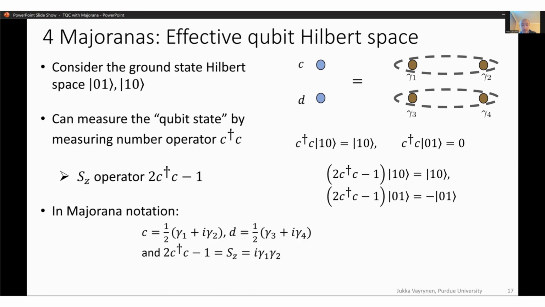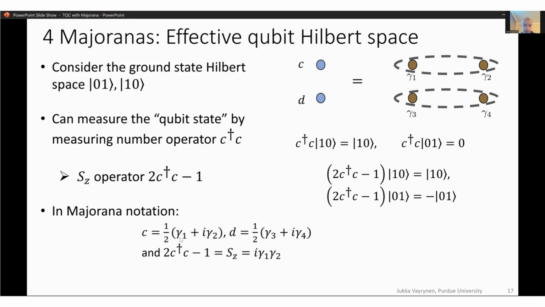We can write this sigma Z in terms of the original Majoranas. This turns out to be useful, conceptually at least. Just by taking the C operator, as I defined it earlier, you can show that this 2 times C dagger C minus 1 is actually exactly I gamma 1 gamma 2. So maybe this is another homework exercise to show that this is the case.